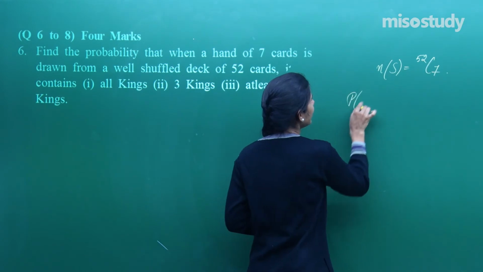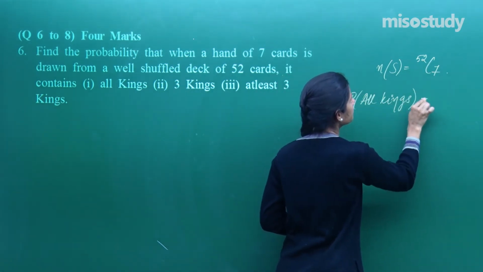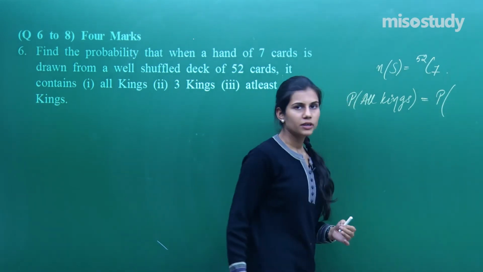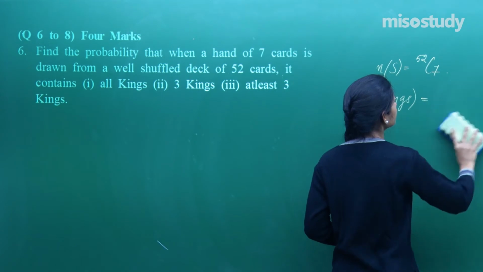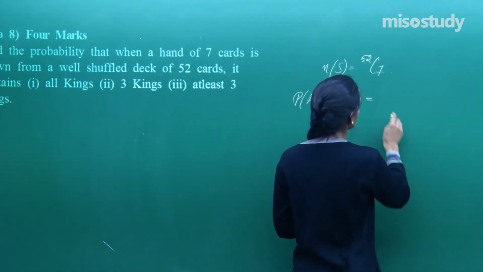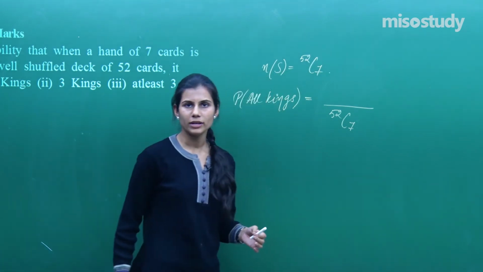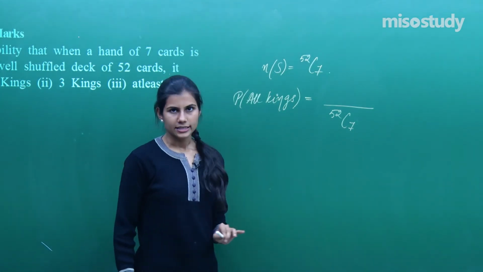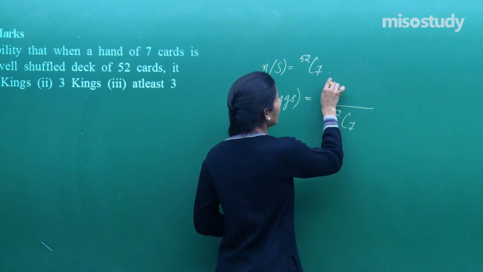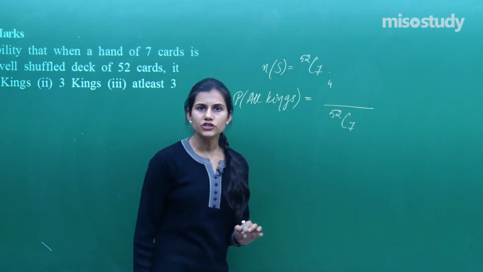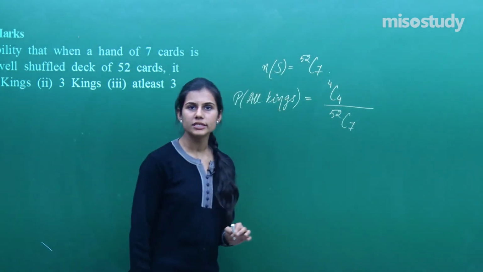So probability that all kings have been withdrawn, how do you write it? That is probability of what event? Basically all kings have been withdrawn. Total number of elementary events is 52C7. What are the favorable ones? Let's see. All kings, there are 4 kings, 7 cards I am withdrawing. So first of all, out of 4 kings in well shuffled deck of 52 cards, all the 4 kings can be chosen in 4C4 ways.